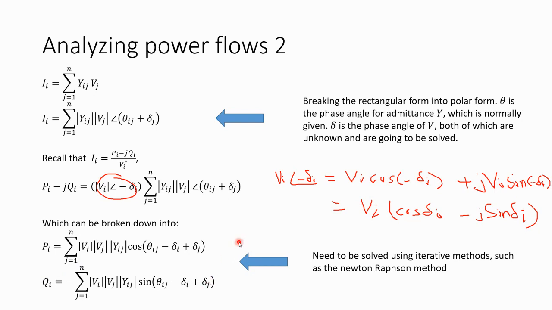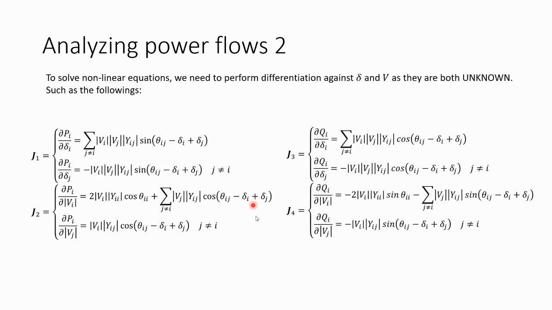And as you perform the partial differentiation, it will look like this. P against delta i, P against delta j, P against Vi, P against Vj. Q against delta i, Q against delta j, Q against Vi, and Q against Vj. So notice that these two are grouped together as J1 because we are differentiating P against the delta. These two are grouped as J2, P against the V, and so for the Q, J3 and J4. This J matrix is what we call the Jacobian matrix.